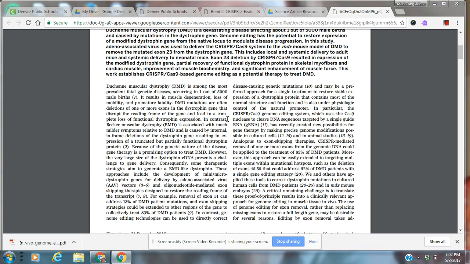I'm going to stop there just because we went through a lot of text. And the gist of what I'm getting is that there are two things happening with the dystrophin gene. In Duchenne muscular dystrophy, the gene doesn't really work, and in Becker muscular dystrophy, the dystrophin kind of works.